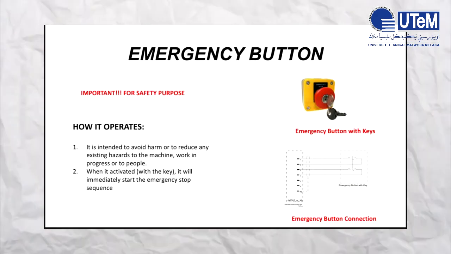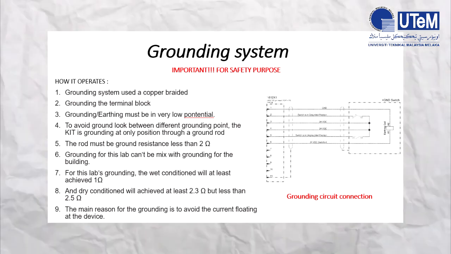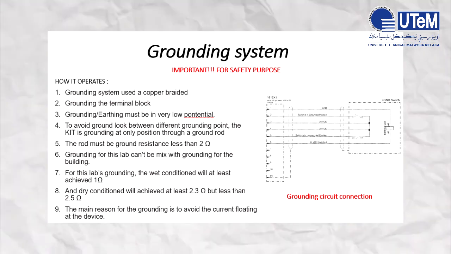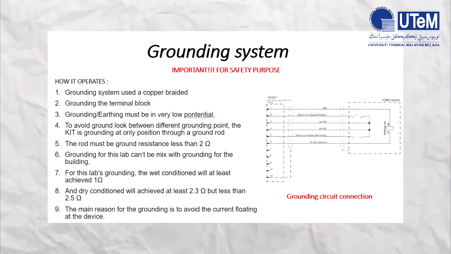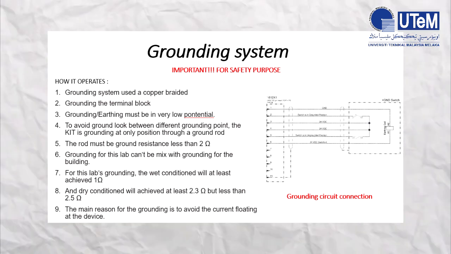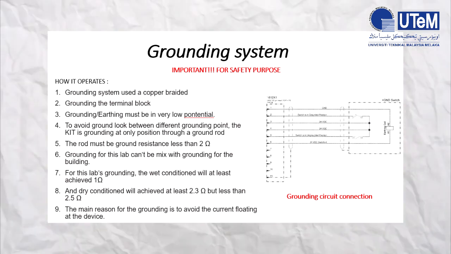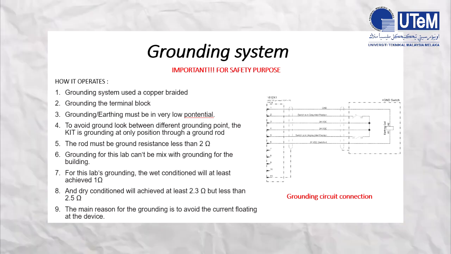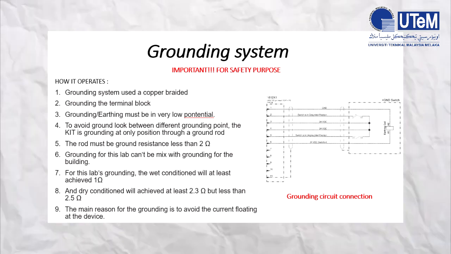Today I will talk about the grounding system and how it operates. First, the grounding system uses a copper braid. Next, grounding is connected to the terminal block. Third, grounding or earthing must be at very low potential. Fourth, to avoid a ground loop between different grounding points, the kit is grounded at only one position through a ground rod. Fifth, the rod must have a ground resistance of less than 2 ohm.